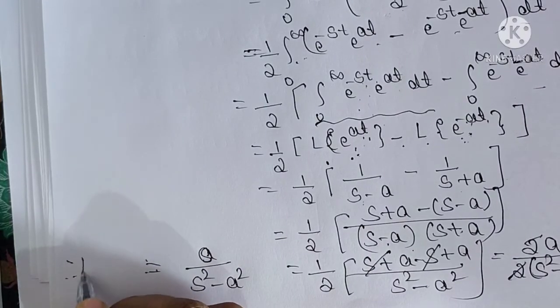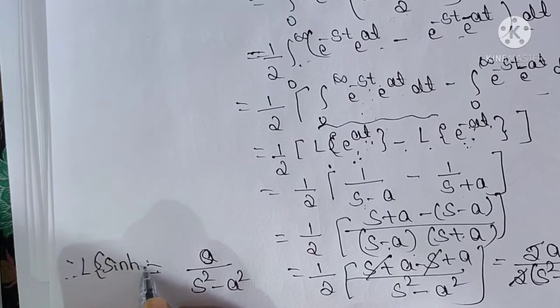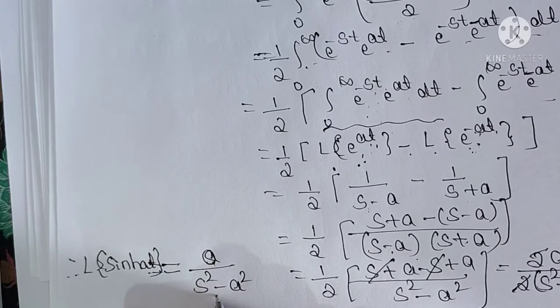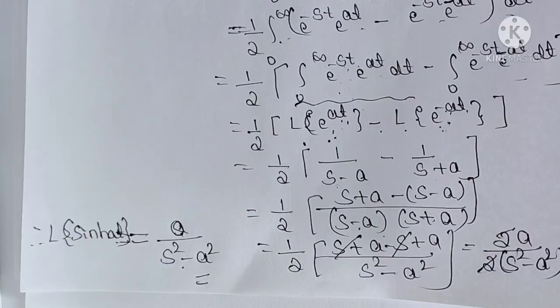Therefore L of sin h of at is equal to a divided by s square minus a square. Hence the solution. Still I have to find the Laplace transform of a few more standard functions that I will discuss in the next video. Thank you.